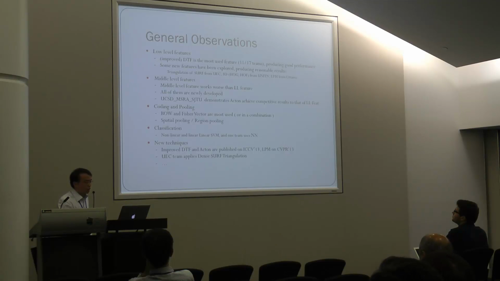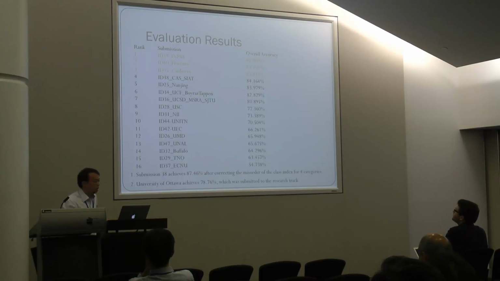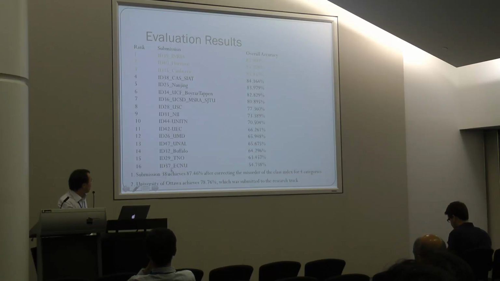But in this task we also see some new techniques, like improved dense trajectory features and actors, and also the local part model. And we also had some issues with the research check. They explore new approaches. So here is the rank. I'll let you see the results. As I mentioned, there is a team from CS, and also a team from US Auto. They actually put this to the research check, so we didn't get a chance to evaluate their performance, but their performance is also good.